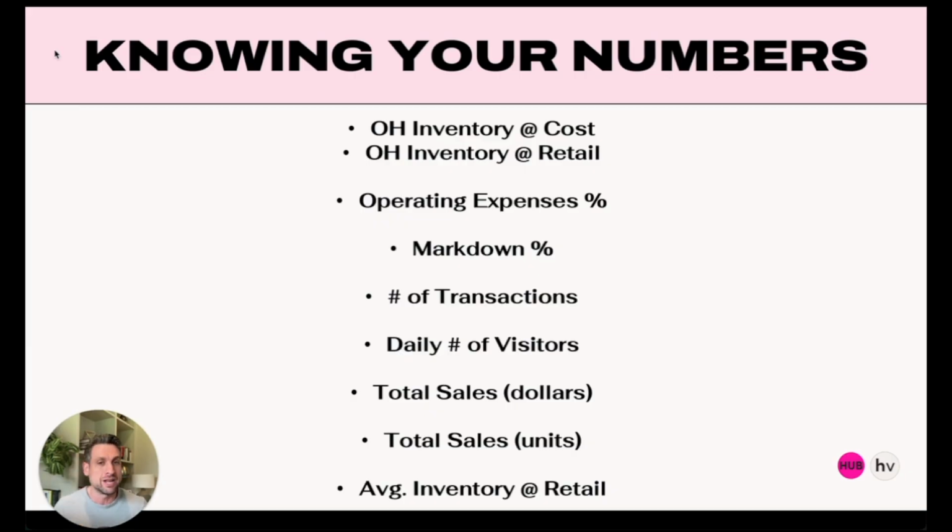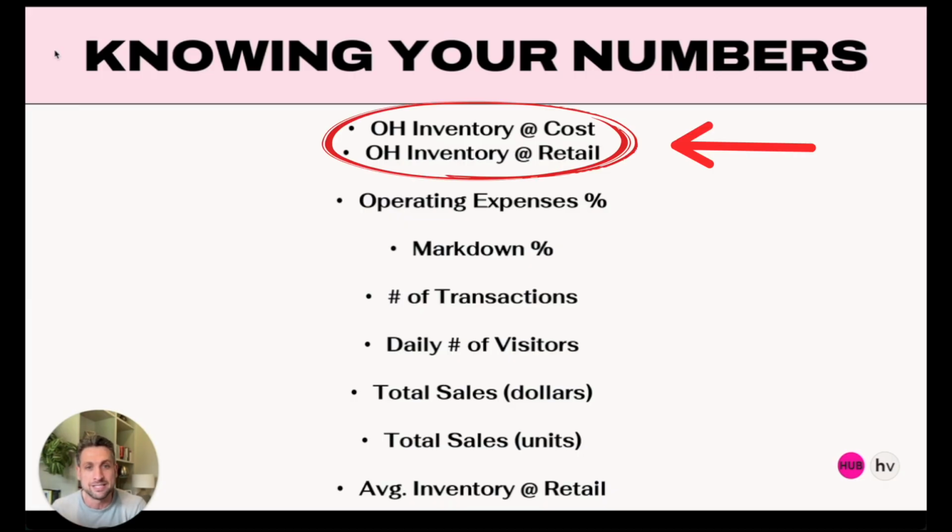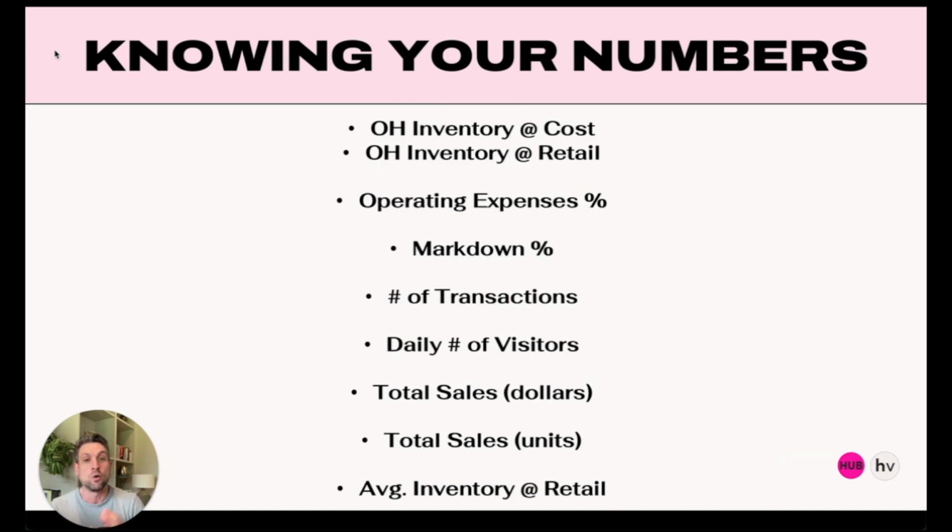Now, everyone has a different POS, so we can't go over each POS individually, but hopefully this will point you in the right direction. So let's start with on-hand inventory at cost and on-hand inventory at retail. Now, this should be in your POS under the reports section that have to do with inventory. Usually each POS has an inventory report section. It should show your on-hand inventory at cost and at retail.